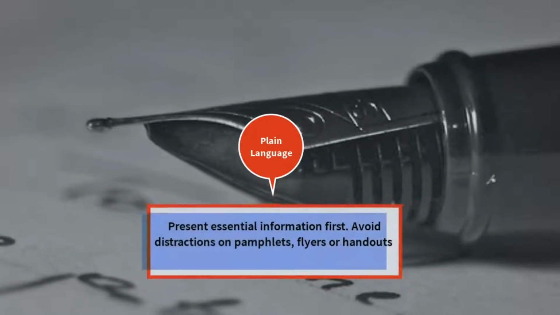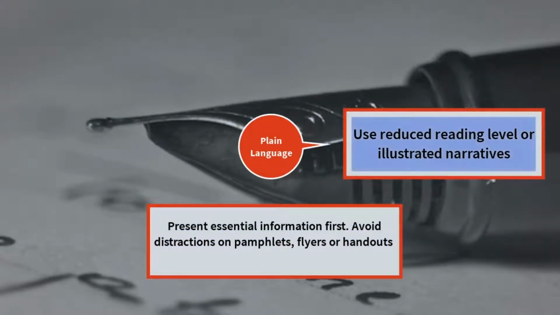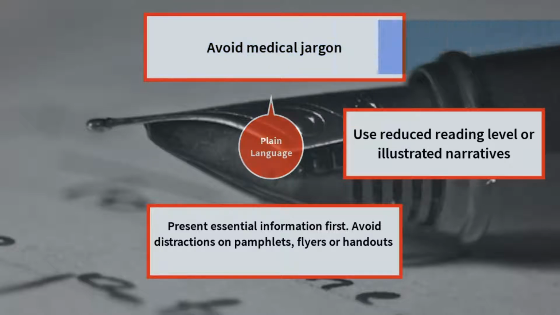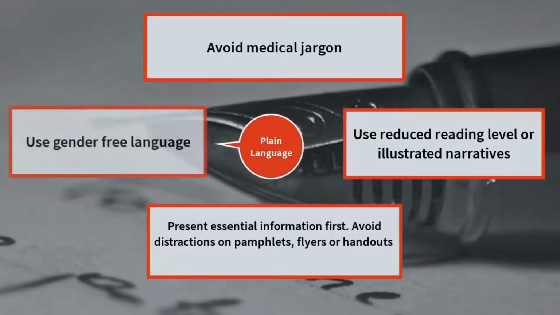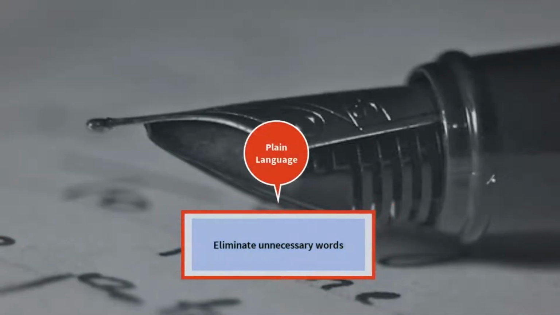Display essential information first, and avoid distractions when developing pamphlets, flyers or handouts for patients. As a general rule, reduce reading level of material or illustrated narratives. Avoid using medical jargon that patients can't read or understand. Use gender-free language. Eliminate unnecessary words.